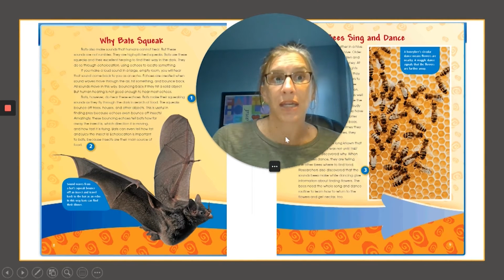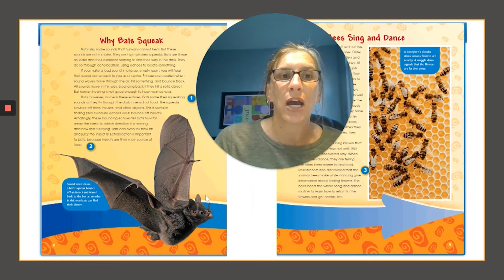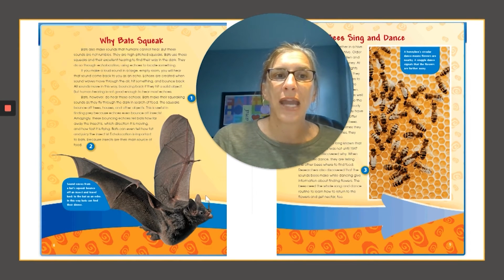Why bats squeak? Bats also make sounds that humans cannot hear, but these sounds are not rumbles. They are high-pitched squeaks. Bats use these squeaks and their excellent hearing to find their way in the dark. They do so through echolocation, using echoes to locate something.